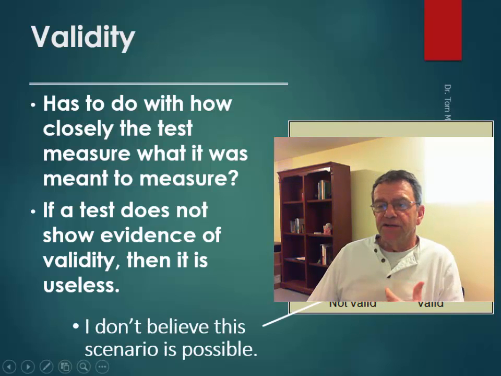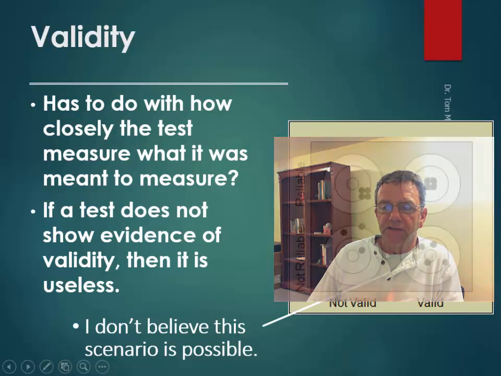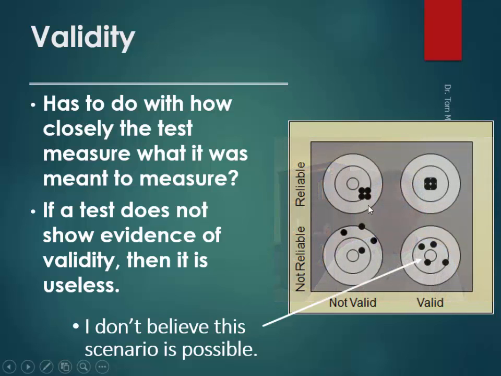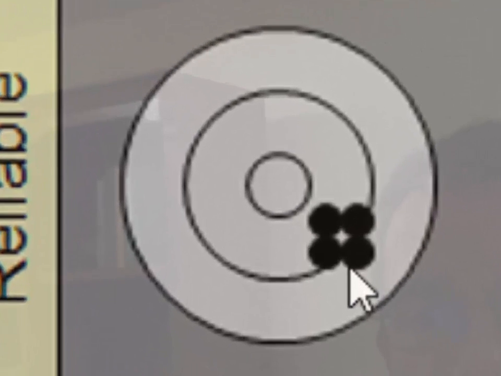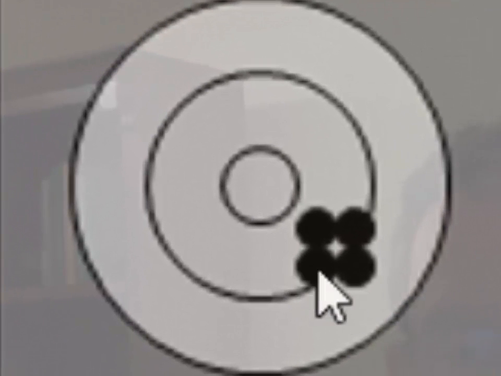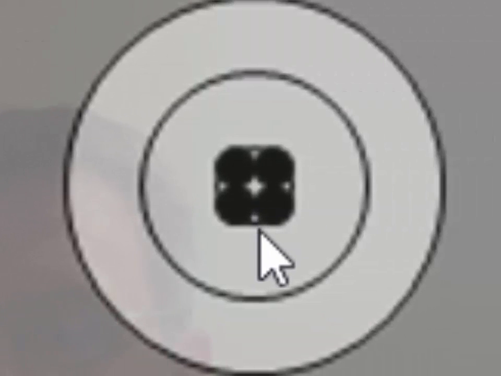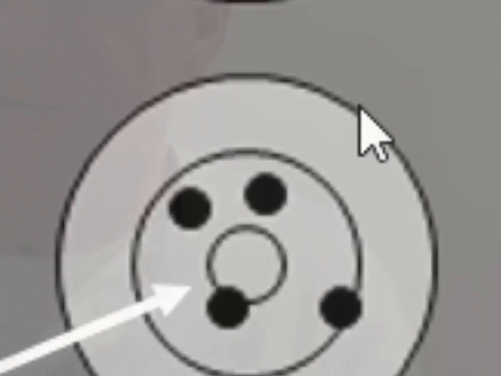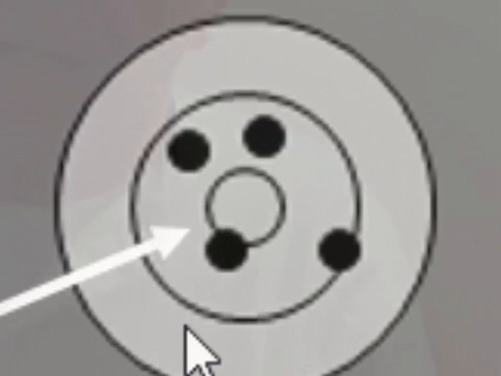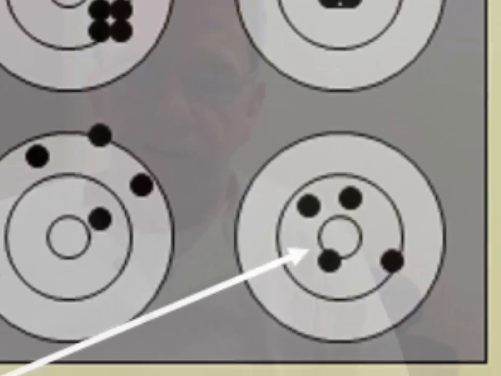Again, this is using bullseyes to show what validity is. You can see that in this upper left corner, those scores are reliable, but they're not hitting the mark, so they wouldn't be valid. And here, hitting the bullseye is valid. I don't believe this scatter here could be valid. I think valid has to be in the center.